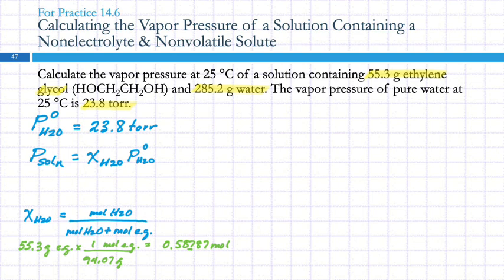And then for the water, I guess I'll do that over here. 285.2 grams of water divided by the molar mass of water. So 285.2 divided by 18.02 equals 15.827 moles of water.